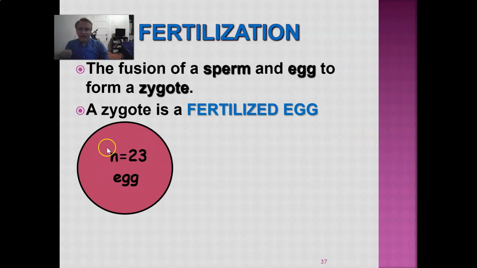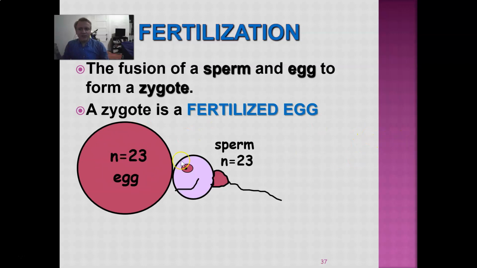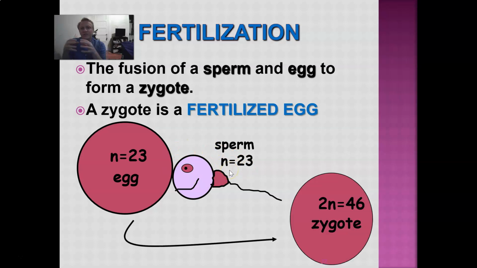You should know what the ploidy of a zygote is, meaning is it haploid or is it diploid? So you have your haploid egg with half of your chromosomes. You have your haploid sperm with half of your chromosomes. When you put those two together, you get your diploid zygote. You get your cell that has all of the chromosomes.